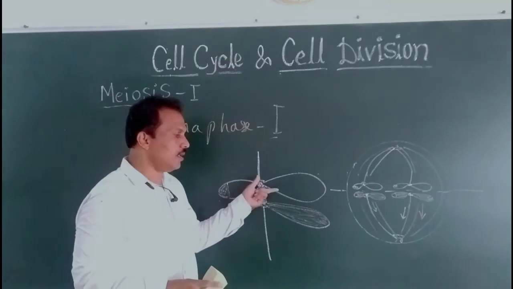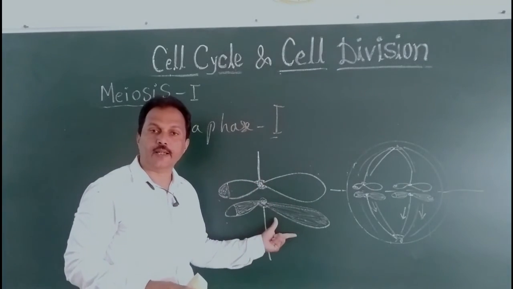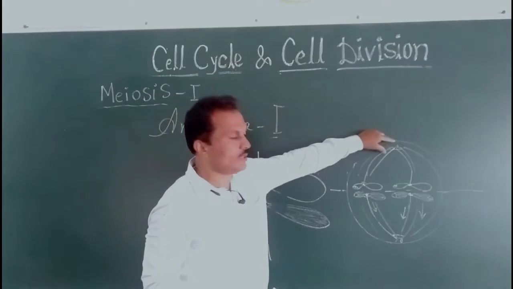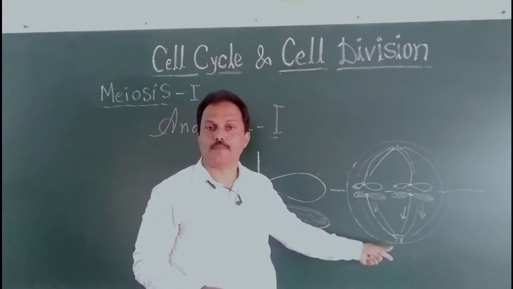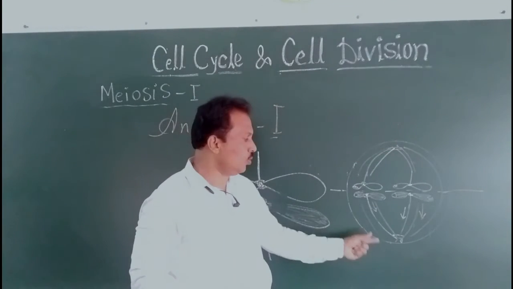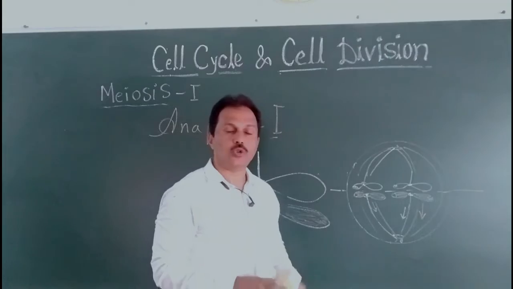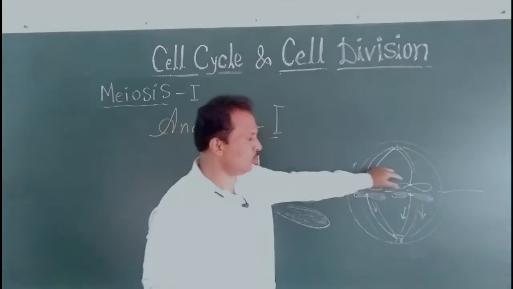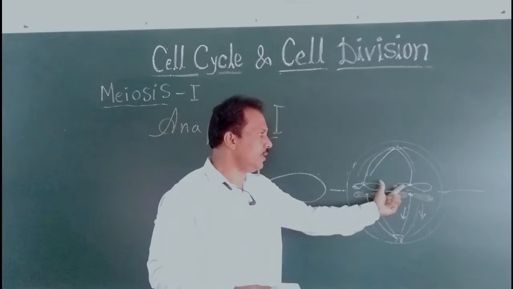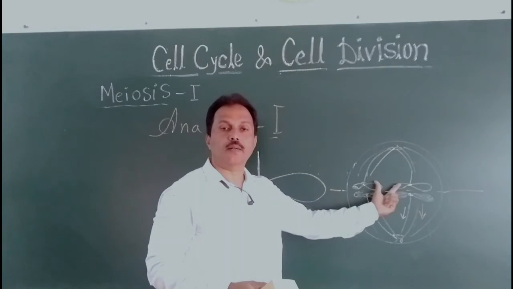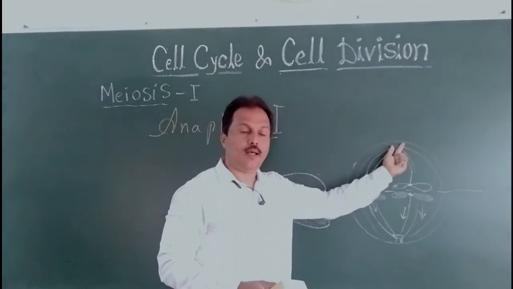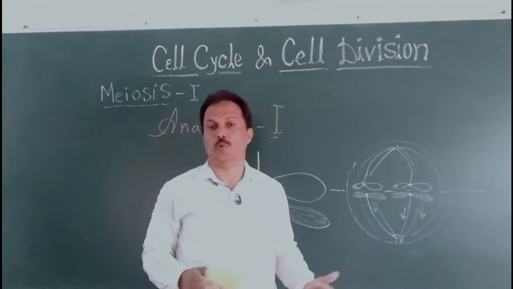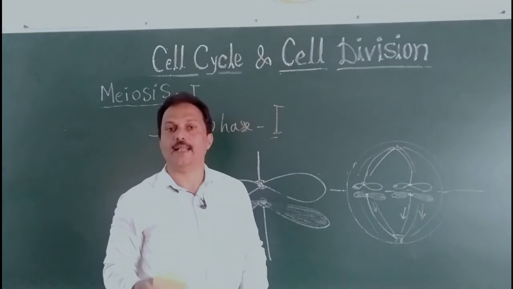the chromosomes are pulled towards the opposite poles. They will be pulled with the help of fibers so that one chromosome from this and one chromosome from this point will be moving towards one pole, and on the other pole these two chromosomes will be moving towards the other. That is happening in the anaphase.